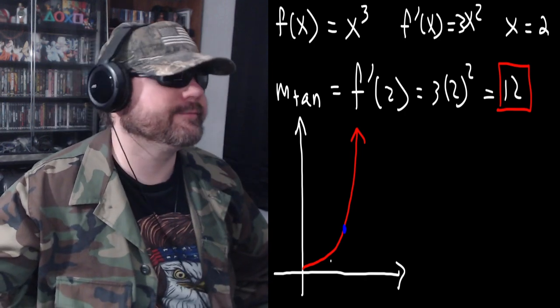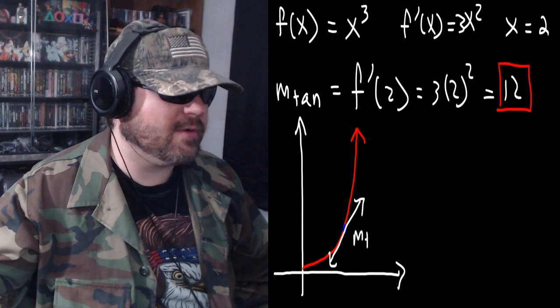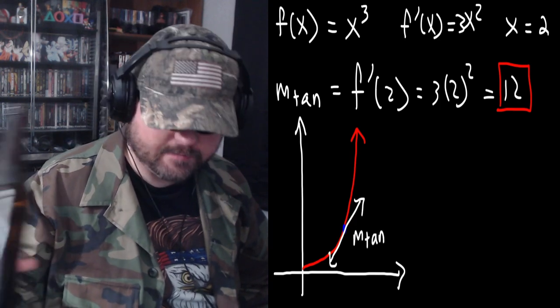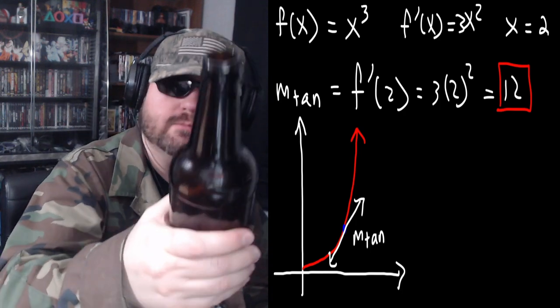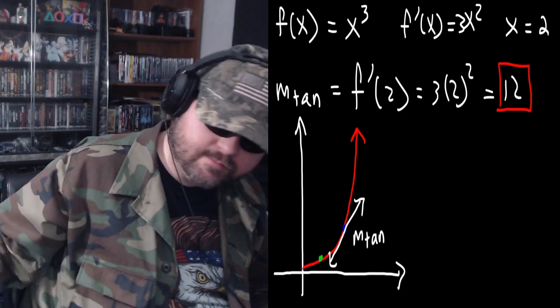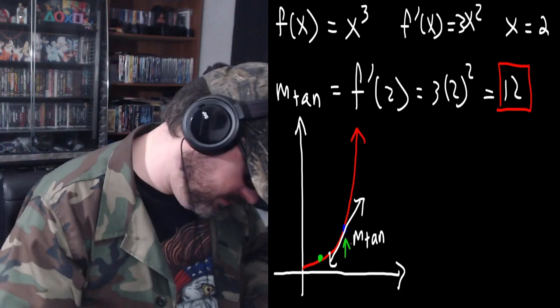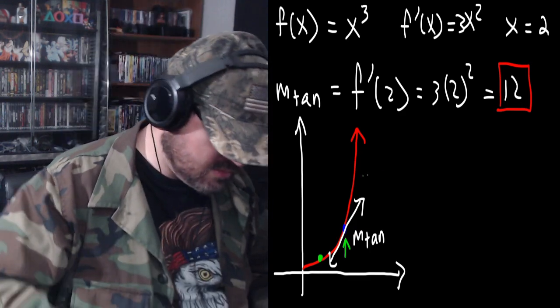Now what we're going to do is estimate the slope of the tangent line using the slope of the secant line. To calculate the slope of the secant line, you need to choose 2 points: a point that's to the left of where you want to evaluate the slope of the tangent line, and one that's to the right.